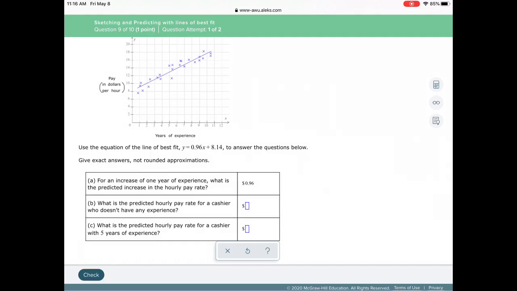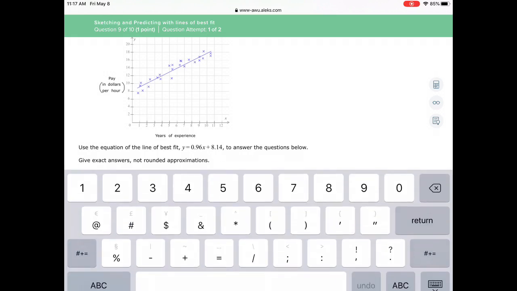B, what is the predicted hourly rate for a cashier who doesn't have any experience? Once again, that is our y-intercept. What is the beginning amount, the initial amount? So no experience at all. That's 8.14.